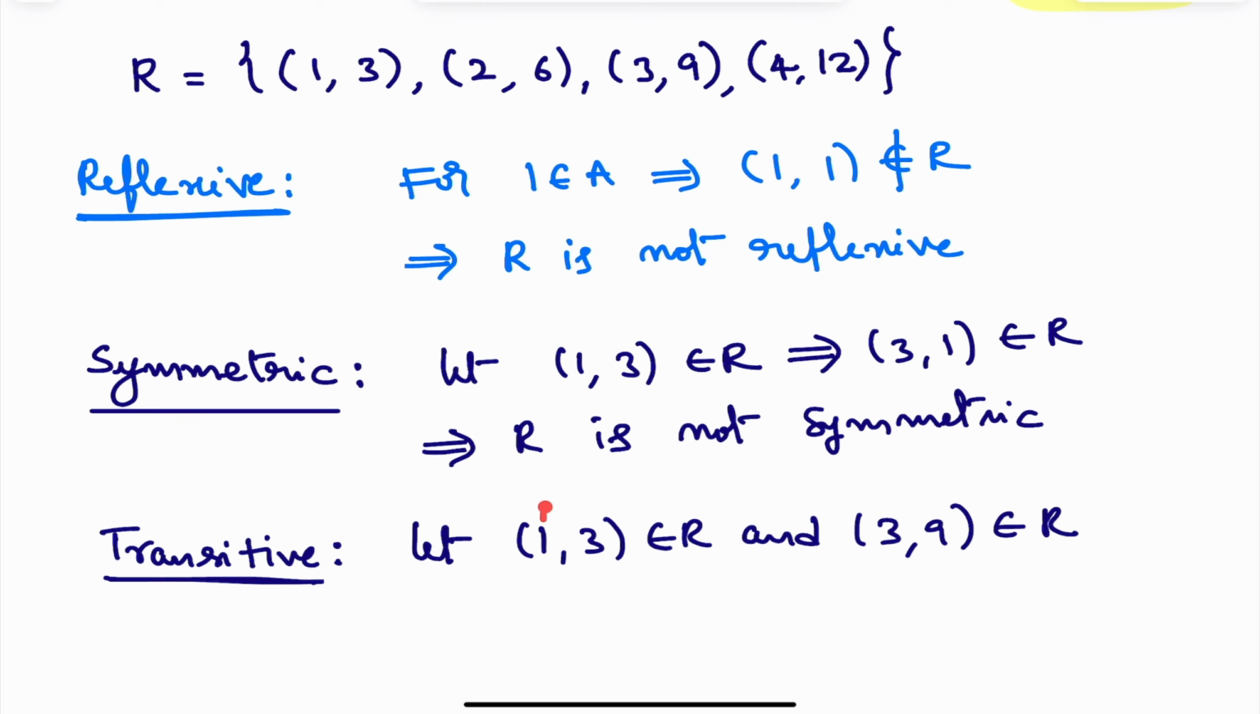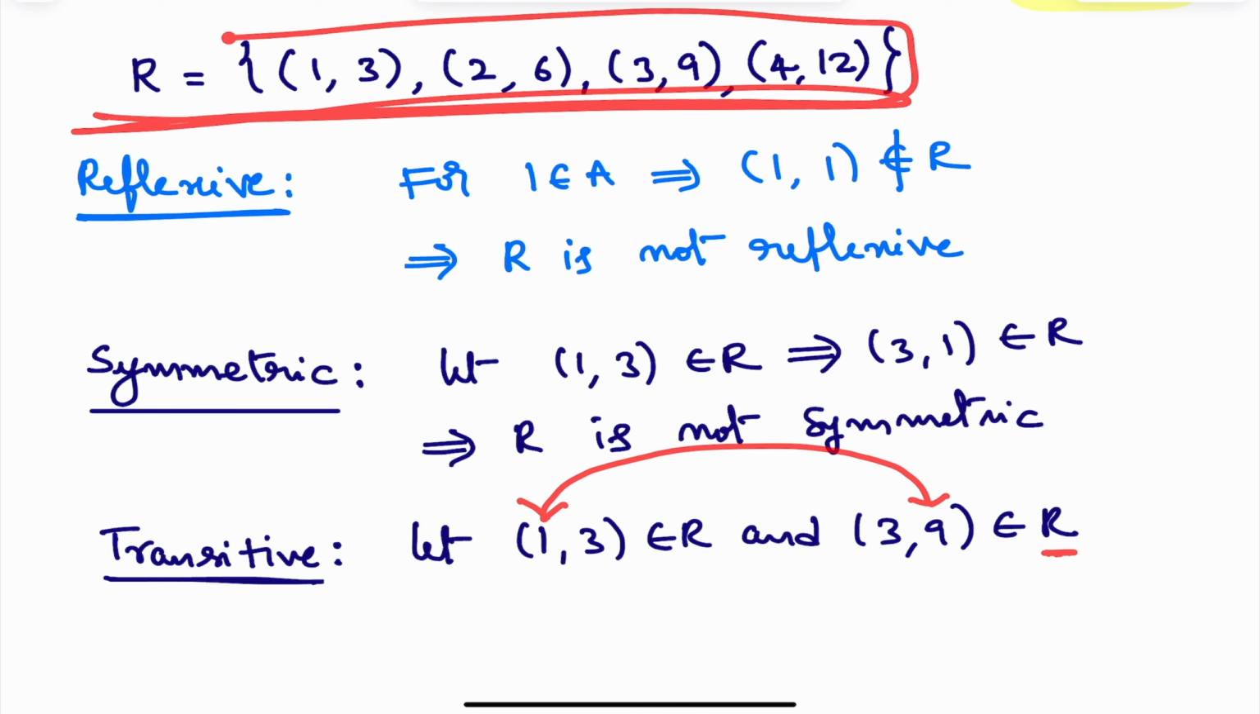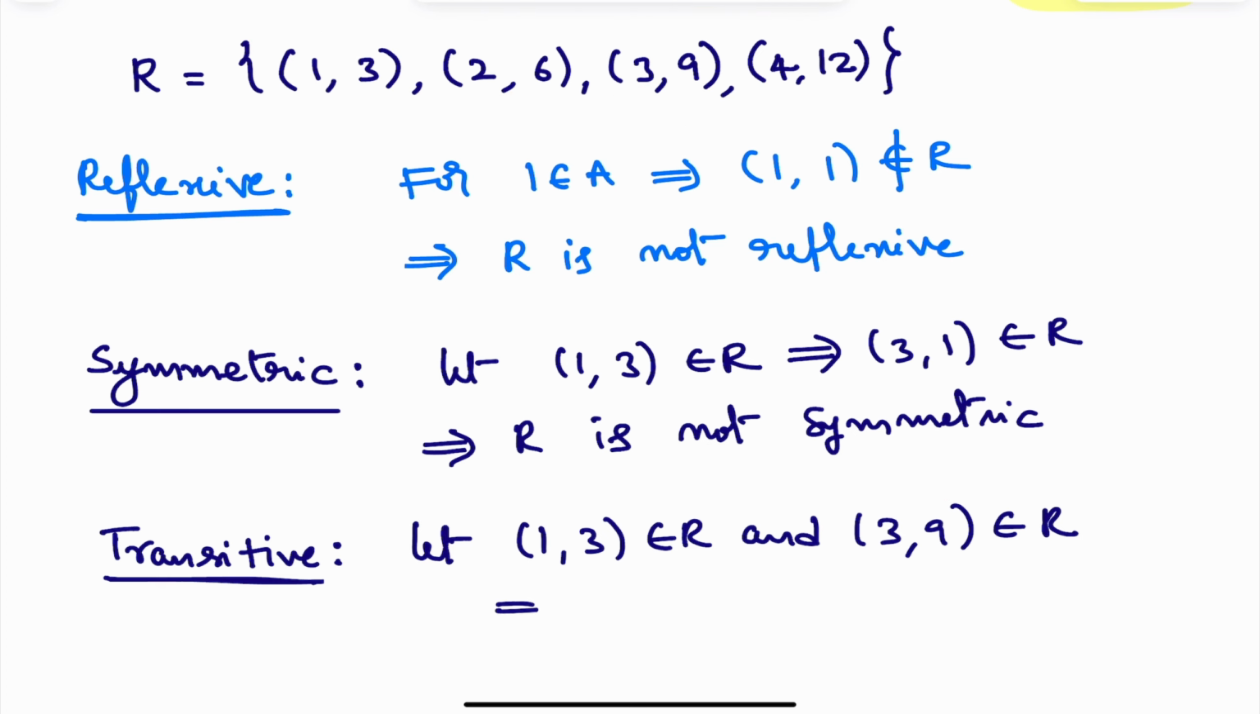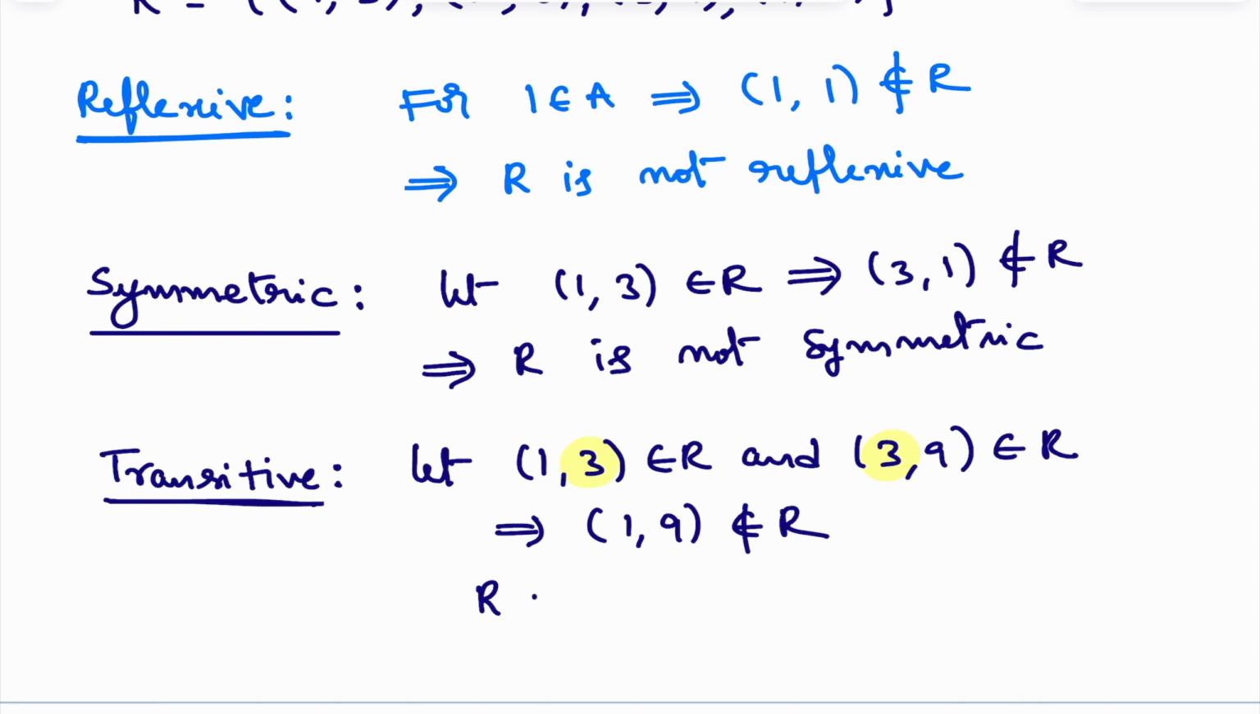When such ordered pairs exist, then only we look for (x, z). Is (1, 9) there in this relation? No. That means for (x, y) and (y, z), (x, z) does not belong to this relation. So we can say that this relation is not transitive. So what I can write from this: (1, 3), (3, 9), but (1, 9) does not belong to this relation. Therefore, this relation is not transitive.